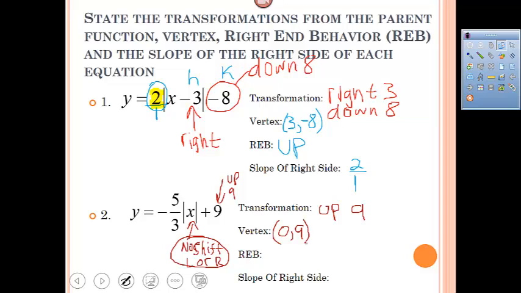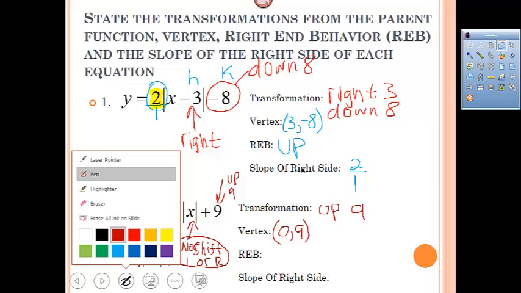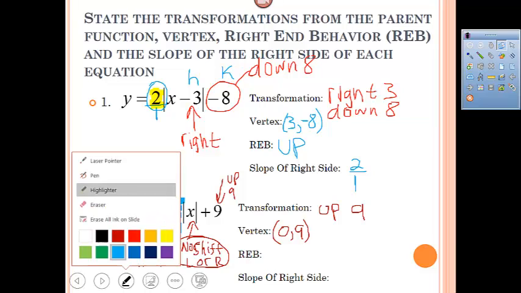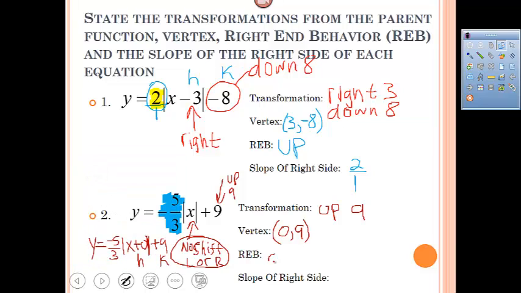If you want to put that, that's fine. What some people like to do is they like to rewrite it just because it helps them: negative 5 over 3 times the absolute value of x plus 0, or x minus 0, does not matter, plus 9, because that shows your h and that shows your k. Okay, so that's your vertex, that's your starting position. Your end behavior, just like in the previous one, you look at your a value, or your slope here, which is negative 5 over 3. Since it is negative, that means it's going to go down.